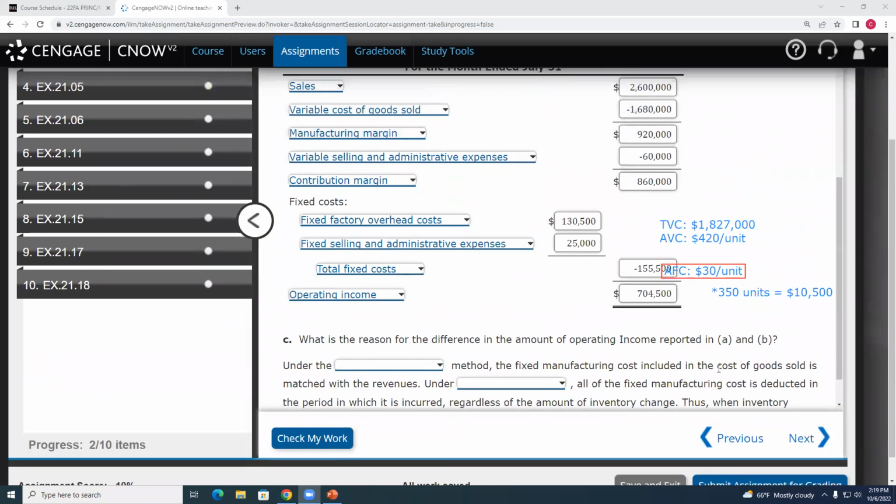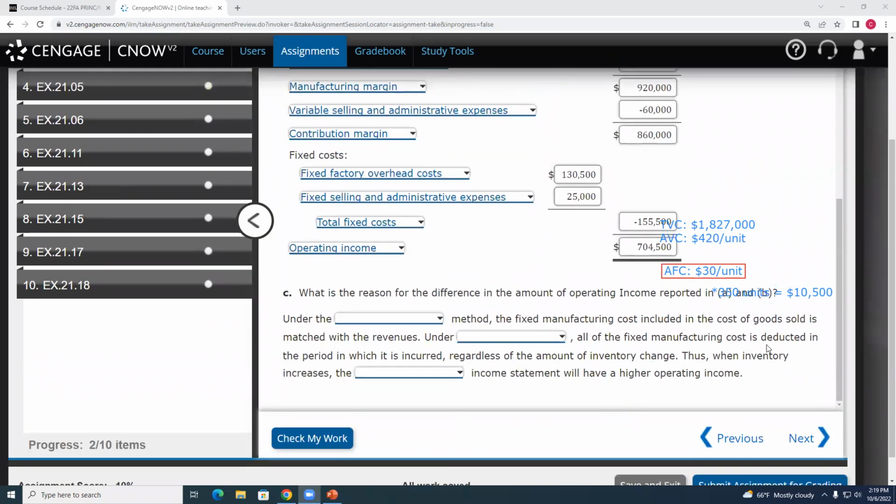So let's answer our Part C questions here. Under the blank method, the fixed manufacturing cost included in the cost of goods sold is matched with the revenues. Under blank, all of the fixed manufacturing cost is deducted in the period in which it's incurred. So that is variable costing.